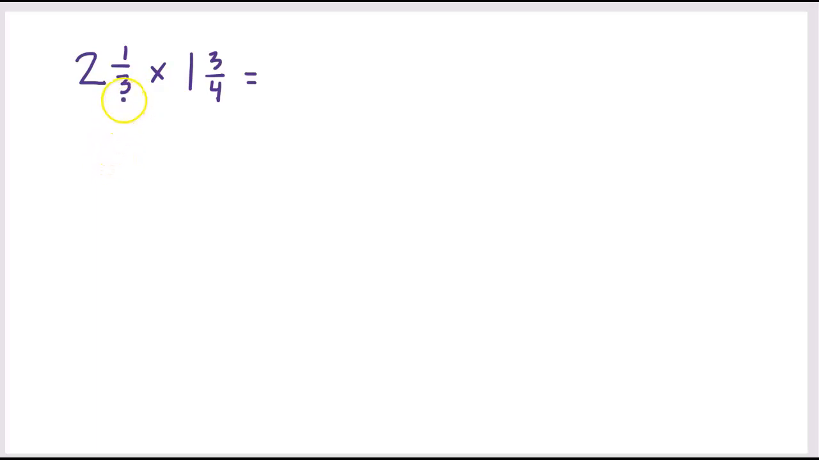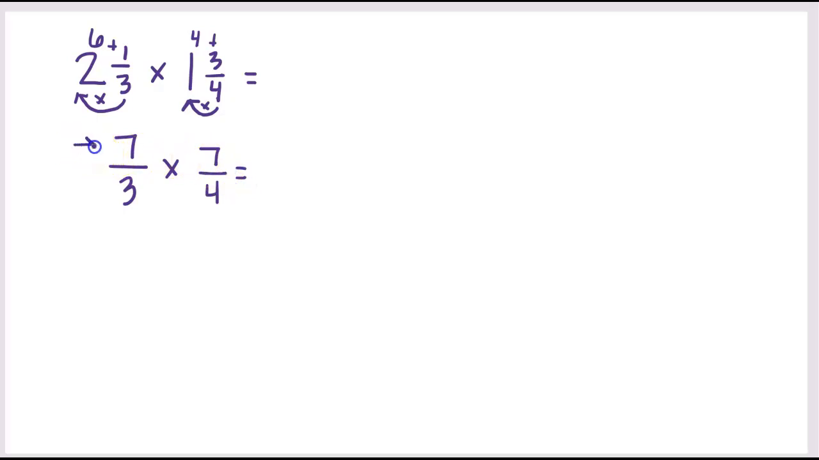So what I'm going to do is I'm going to say, okay, what is 3 times 2? That is 6. And then I'm going to add that numerator. So 6 plus 1 is going to be 7, and I keep the denominator. So I've got 7/3. Same thing here. What is 4 times 1, which is 4, plus 3, which is 7. So I've got 7/3 times 7/4.